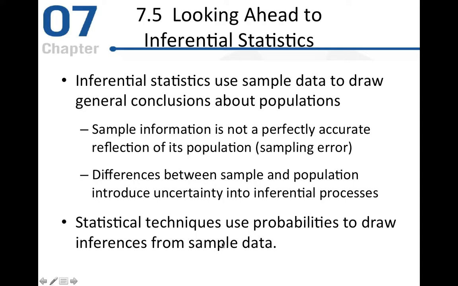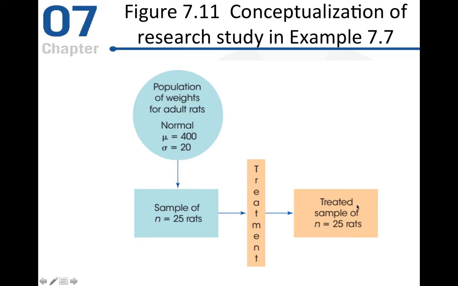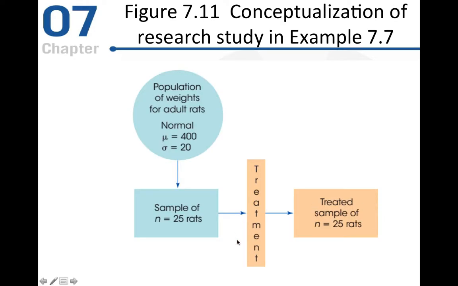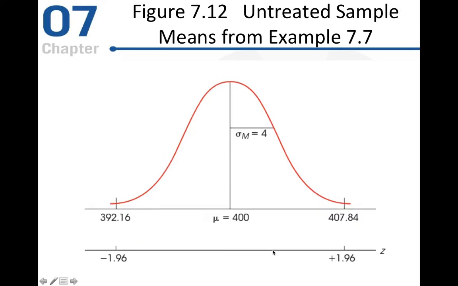Okay, as I mentioned, statistical techniques use probability to draw inferences from sample data. So if we have a population, we take a sample, we administer a treatment, and then we can look at information with the treated sample. What we would be interested in is what's the probability of obtaining a certain mean from this group of 25 rats. So oftentimes what we're interested in is the likelihood of a particular mean less than or equal to 5%.